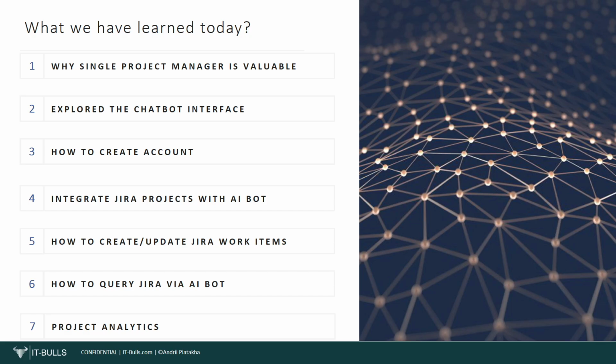We created epics, stories, tasks, and bugs at speed, and saw how the bot generates high-quality content automatically. We queried Jira using natural prompts and received neatly formatted results without writing complex JQL. We analyzed sprints with metrics, updated multiple items safely, and even used AI to plan a sprint based on velocity.